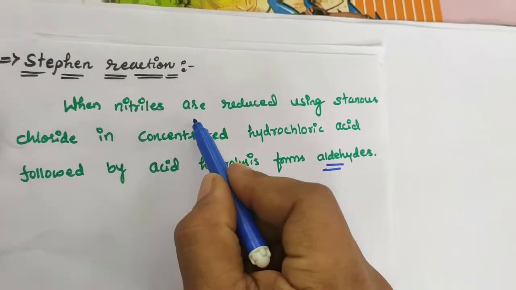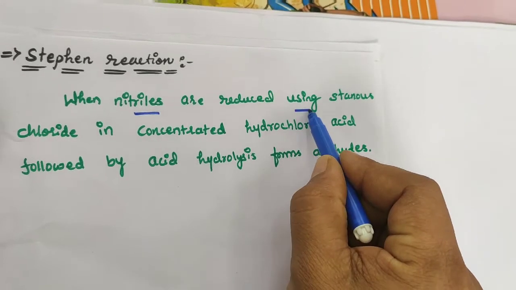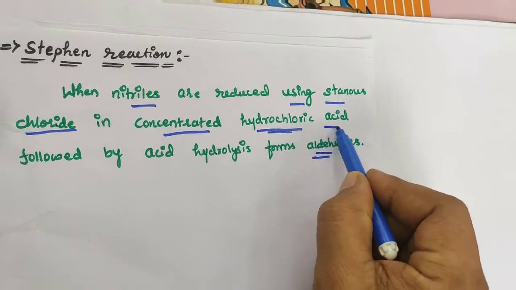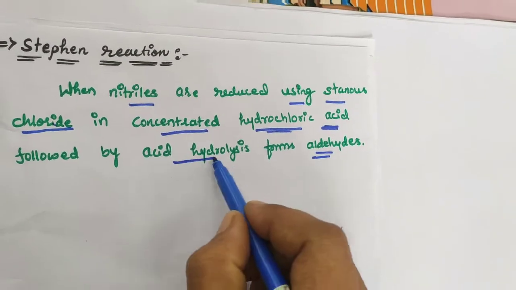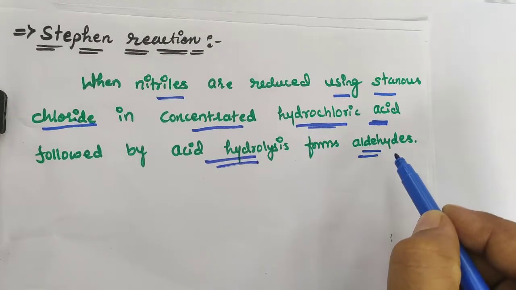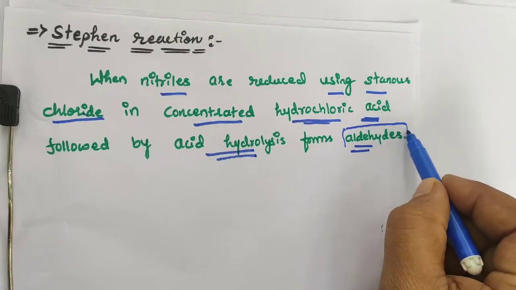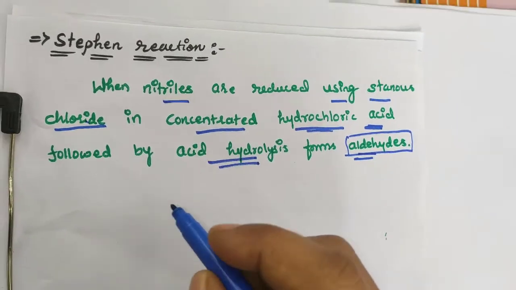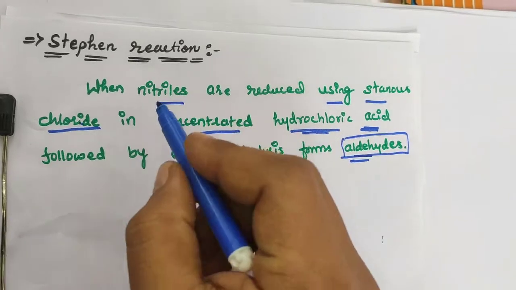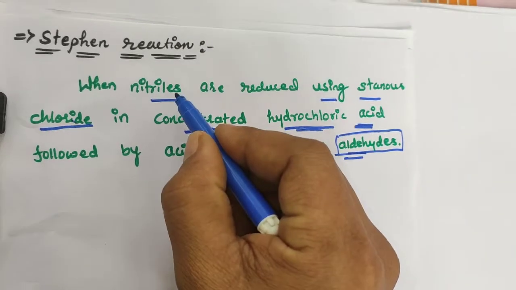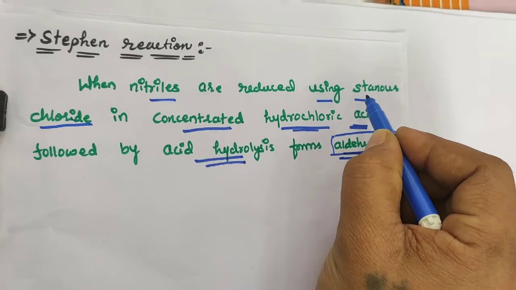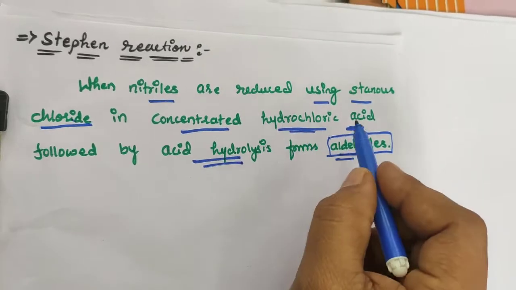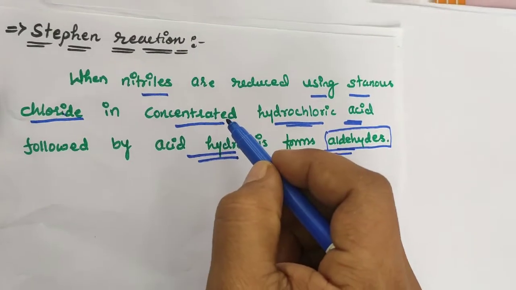When nitriles are reduced using stannous chloride in concentrated hydrochloric acid, followed by acid hydrolysis, it forms an aldehyde as a product. Such a reaction is known as the Stephen reaction. Here the reactants are nitriles, and we use stannous chloride as a catalyst, which must be taken in the presence of hydrochloric acid that must be concentrated in nature.